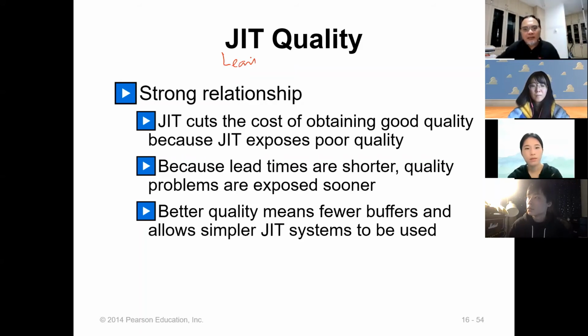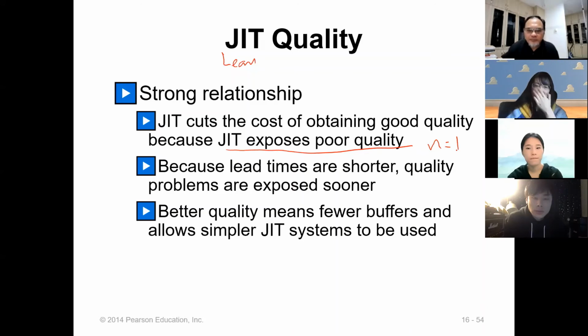Lean cuts the cost of obtaining good quality, because JIT actually exposes poor quality. If you have very low inventory and there is any defective part, then production will be affected. So it will expose problems immediately, especially if n equals 1. If you only produce one at a time and you need one part, you must give a perfect part. You cannot give a defective part. N equals 1, you only make one. So that is the best way to see perfection.